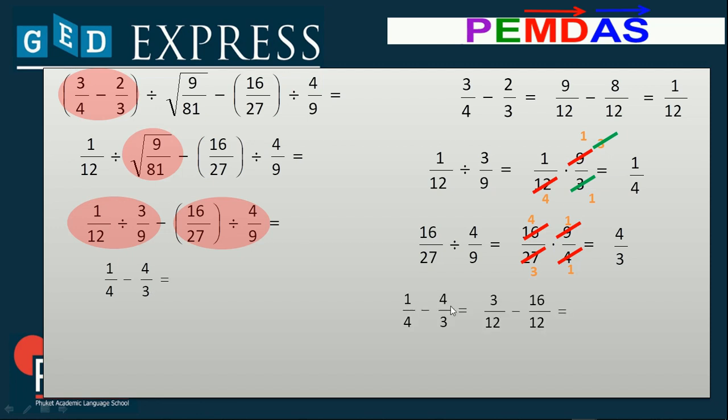So if we're going to solve that, the common denominator is still 12. 12 divided by 4, that is 3, times 1, that is still 3. 12 divided by 3, that is 4, times 4, that will give you 16. So 3 minus 16, that is negative 13. Copy the denominator, that is 12. So that is the answer to our expression over here.